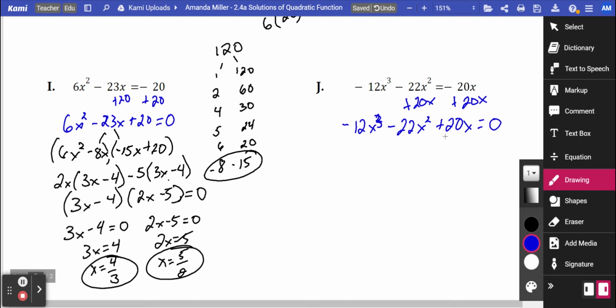Okay, these all have an x in common, right? So let's go ahead and factor that out. We'll take an x, and I'll have negative 12x squared minus 22x plus 20. Do they have anything else in common? Yeah, these are all divisible by 2, right? So since the lead one is negative, let's go ahead and factor out a negative 2. That's going to give me 6x squared plus 11x minus 4.